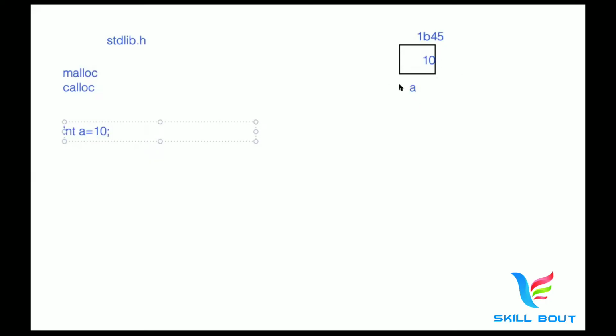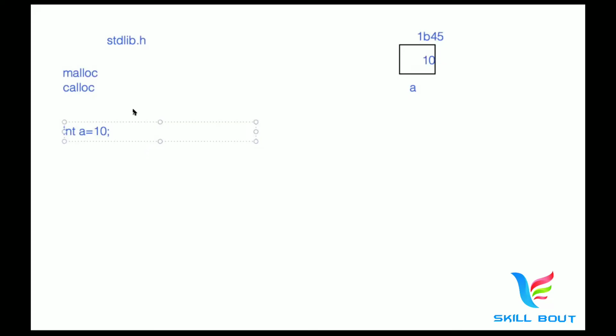Malloc is a method which is in stdlib, and calloc is also in stdlib. There is a slight difference between malloc and calloc. Take a shopkeeper example. If I tell you I want to get a chocolate, you will look at my face and ask how many chocolates I want. Then I also need to give the money.